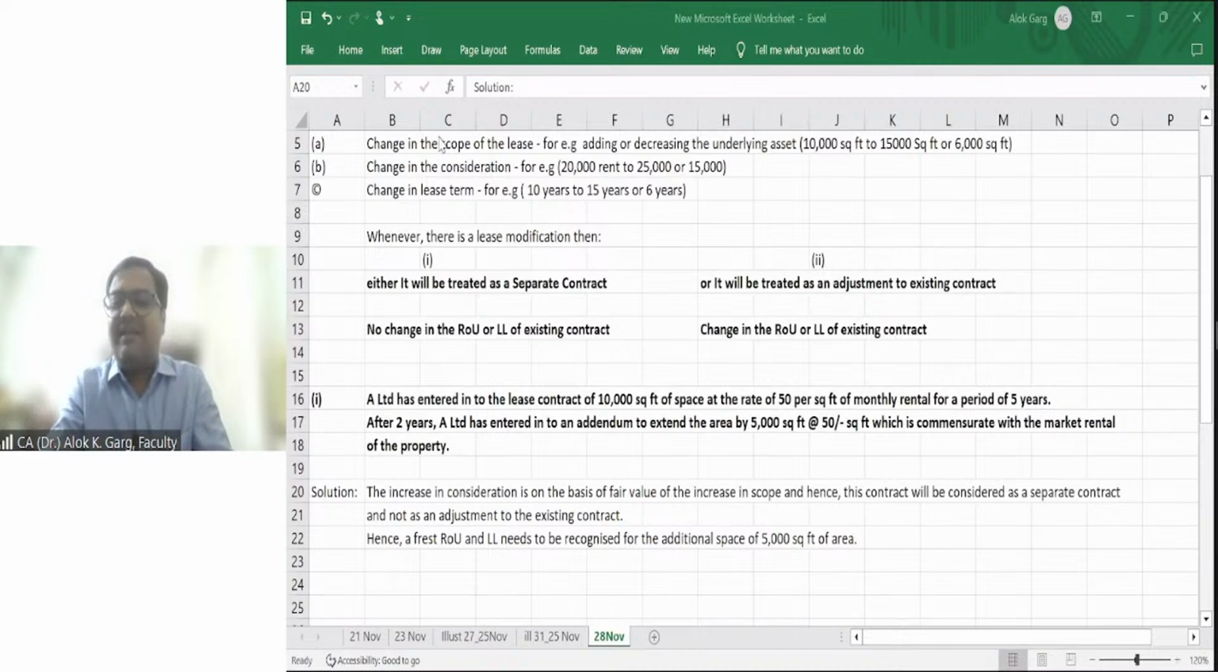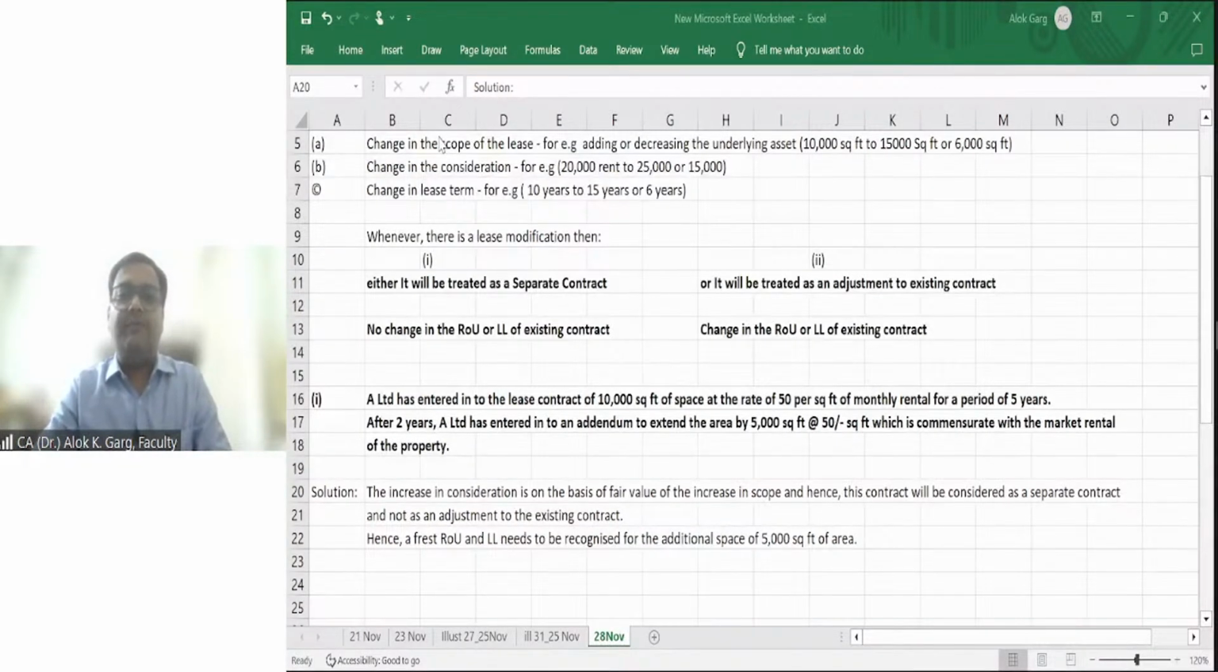Shruti is asking, sir, if decrease in consideration was there in the same question. Shruti, just wait for some time. Here I have only covered increase in scope and increase in consideration, which is also on the basis of the market rental fair value. Even if the increase in scope is not in line with the increase in rental, which is on the fair value, in that case it is not a separate contract, right? So let me move to another question.